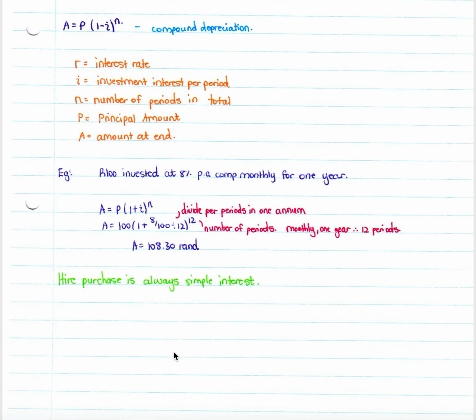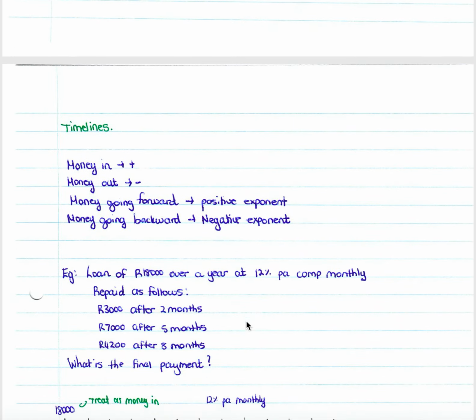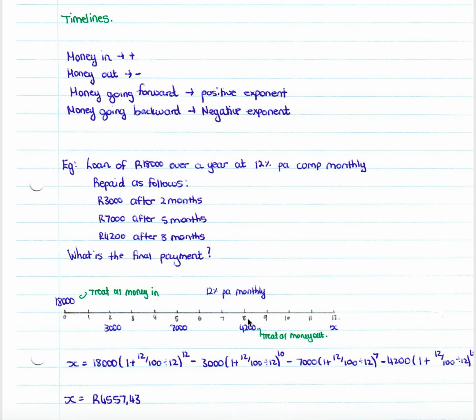It's important to remember that hire purchase is always simple interest. So you will always use the simple interest formula when you do a hire purchase calculation. Next, we move on to timelines, which are more complicated financial math questions. So it's easiest to draw your timeline as shown over here.